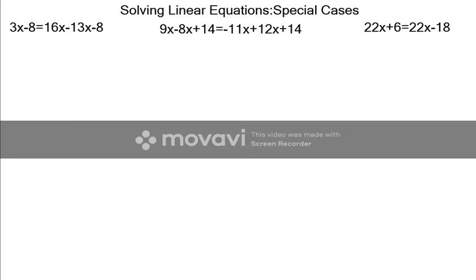One is when the answer yields no solution, and the second is when the answer yields all real numbers, or basically when one side of the equation is equal to the other side of the equation. We'll look through a few examples. First, we have 3x minus 8 equals 16x minus 13x minus 8.